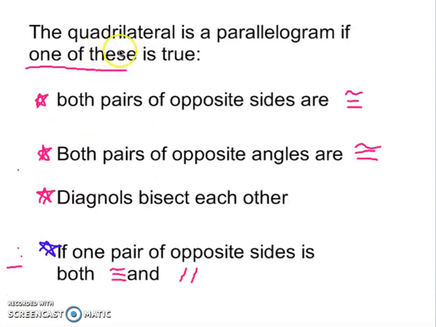Now, what this page is saying is that if you have a quadrilateral, a 4-sided shape, you automatically know that it's a parallelogram if one of these is true. So if we know that both pairs of opposite sides are congruent, then we know that it's a parallelogram. If we know that both pairs of opposite angles are congruent, we also know that it's a parallelogram. If the diagonals bisect each other, that's showing that it's a parallelogram.